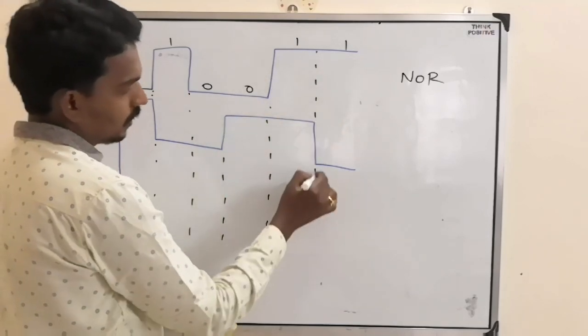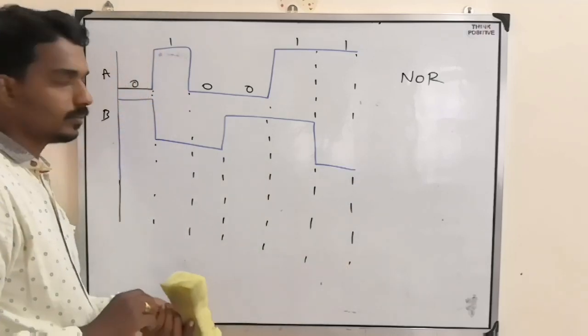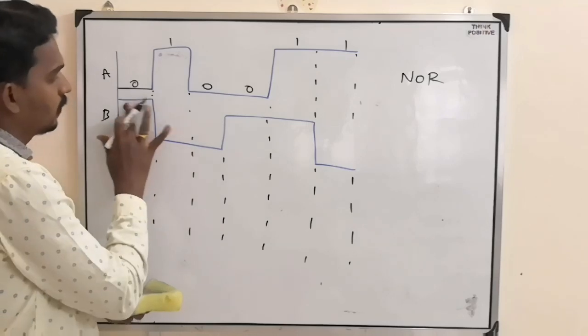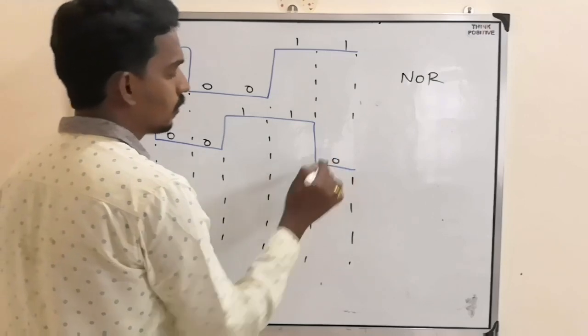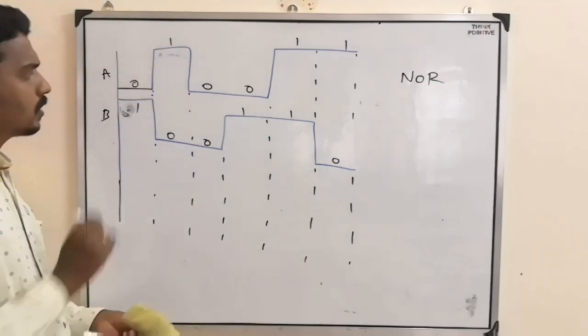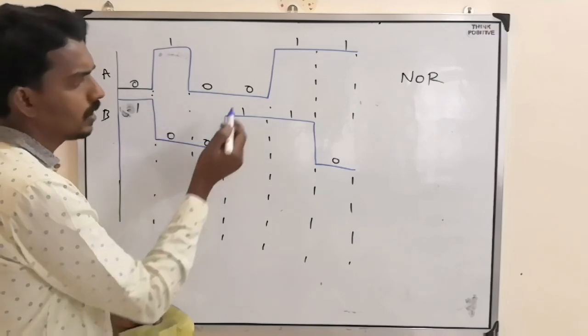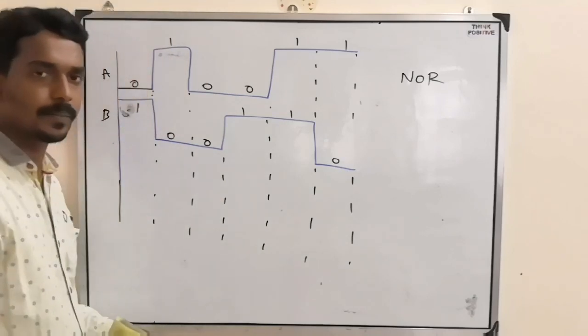You have to divide like this first, into time periods. Then in a similar way here also: 0, 1, 0, 0, 1, 1, 0. So first you are giving 0, 1. Next you are giving 1, 0. Next 0, 0. Next 0, 1. Next 1, 1. Next 1, 0. That's it.